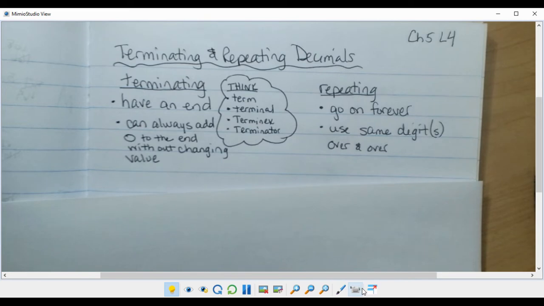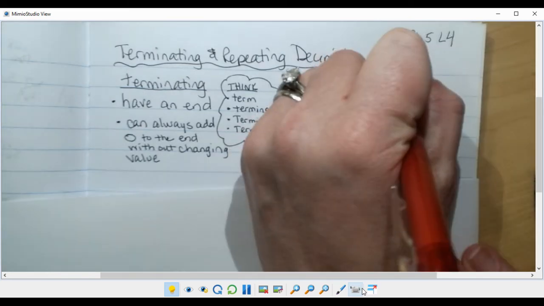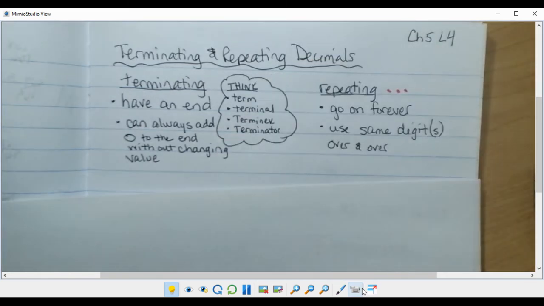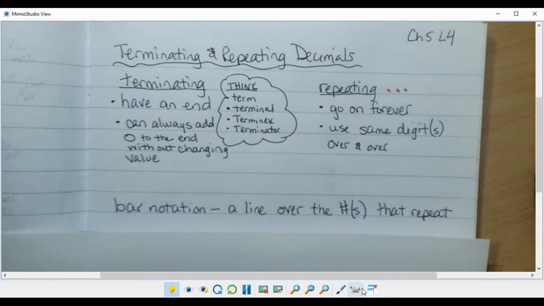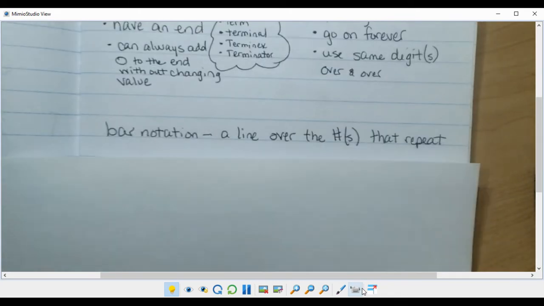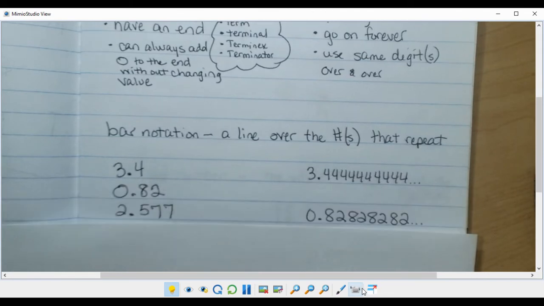Sometimes you'll use the three dots, called an ellipsis. Three dots shows that it goes on forever. But there's also something called the bar notation, which is this little line that you draw over top of the number or numbers that you want to repeat. So you don't have to list out 300 of the same number. You can write like one or two and put this little symbol over top of it. Okay, so let's see what this looks like.